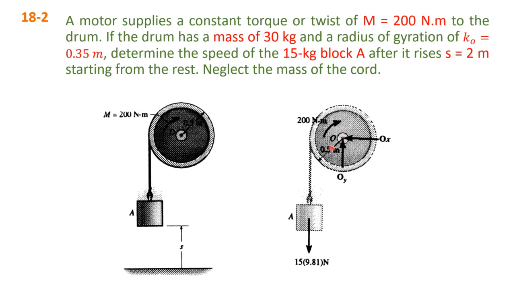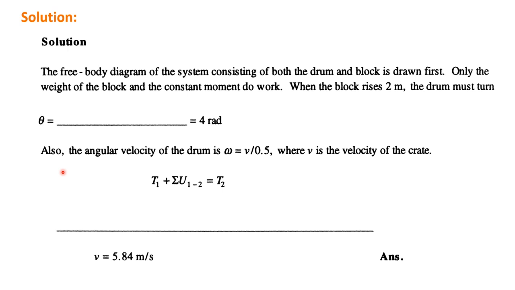The free body diagram shows me that the weight is going downward. The reaction at point O is in the x and y directions, and we have the 200 Newton meters on top of it. The solution suggested by the book is to draw first the free body diagram of the system consisting of both the drum and the block. Only the weight of the block and the constant moment do work. So now both the weight of the mass and the moment are doing work, and we just need to find the energy in that case.